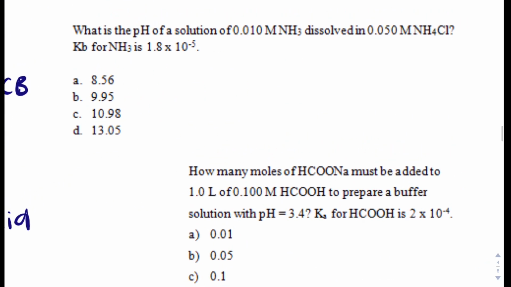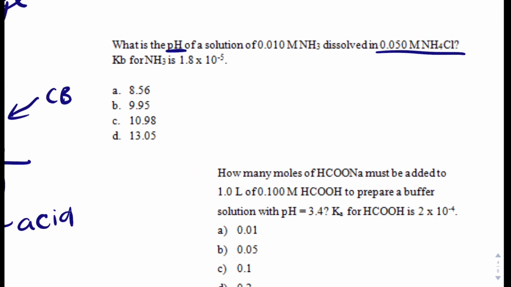Okay, so let's look at an example problem. It wants to know the pH of a solution of ammonia dissolved in 0.05 molar ammonium chloride. A couple of ways to do this, and I'm going to show you both ways. I think it's valuable, and if you want to fast forward through this problem once I do one way, that is totally fine. We could say NH3 is a base. It could react with water, and it could give you NH4 plus plus hydroxide.